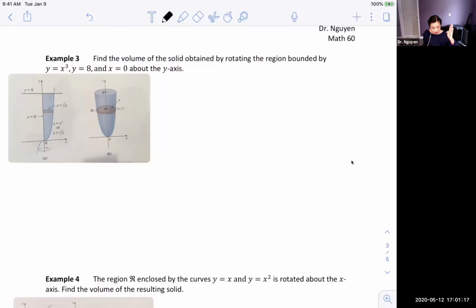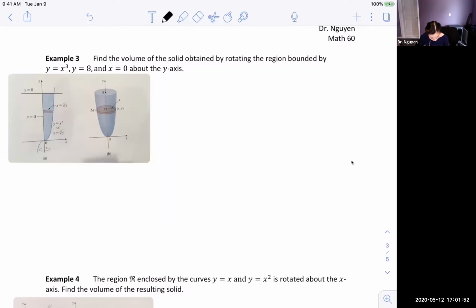Now, if you're rotating about the y-axis, the slice has to be perpendicular to y. And so we're going to have to change everything. We're going to have to integrate in terms of y. All right, so let's take care of the disk first. So remember, we slice the solid perpendicular to the y-axis.